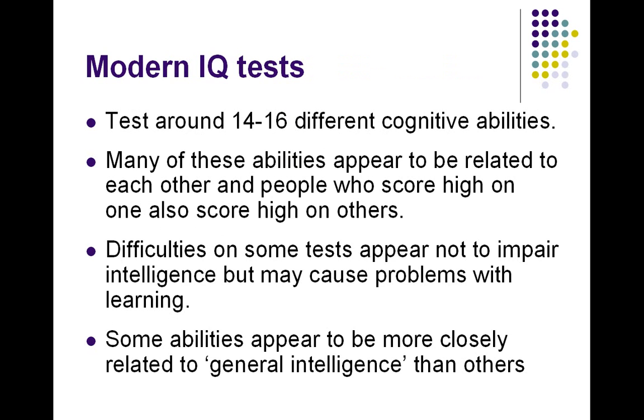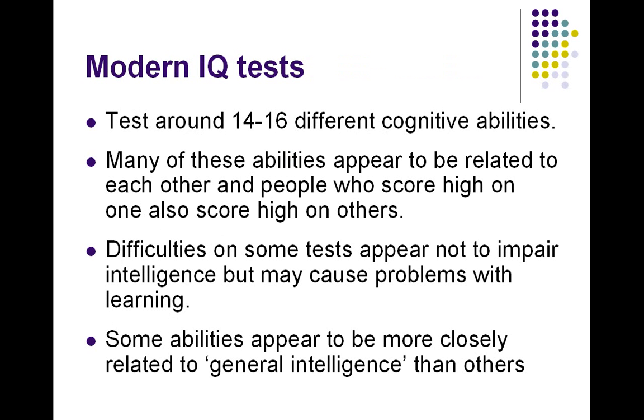Many of the abilities appear to be related to each other, so people who score high on one also score high on the others. And difficulties on some tests appear to not impair intelligence, but may cause problems with learning. So you might find that people with dyslexia, for example, might be affected in this way, and sometimes people on the autistic spectrum.